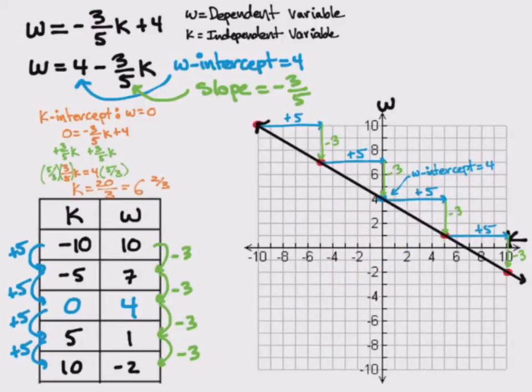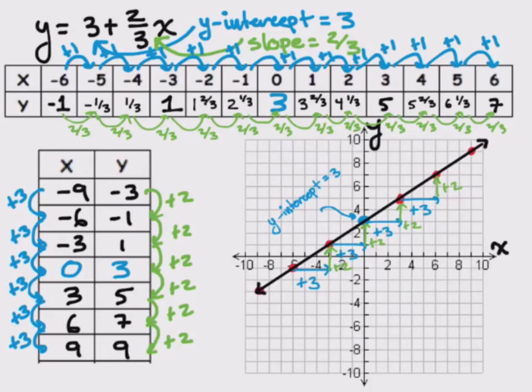In our previous example, w equals 4 minus 3/5 k, that fraction was negative 3 over 5, meaning we went down 3 every 5 units we went to the right. Or in our first example, that fraction was positive 2 over 3, meaning we went up 2 every 3 units we went to the right.